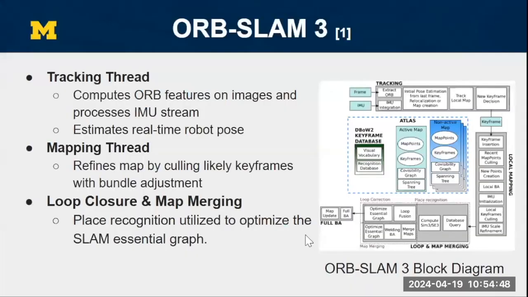ORB-SLAM 3 is an open source algorithm, which is very accurate. There are 3 main things: the tracking thread, essentially estimating the real-time robot pose given sensor data and the previous map; the mapping thread, taking that estimated pose and refining the map given the most likely features it finds; and lastly, loop closing and map merging by optimizing an essential graph that SLAM built out.